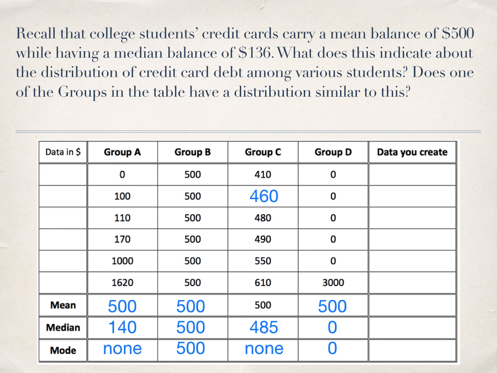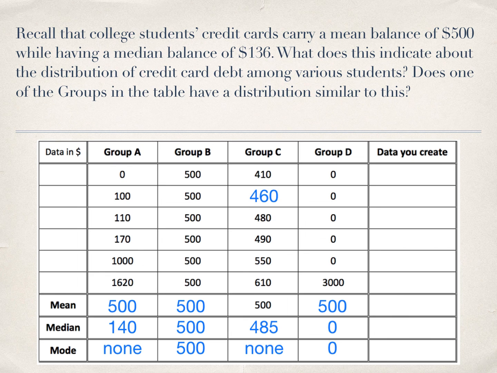So recall that a college student's credit card carries a mean balance of $500 while having a median balance of $136. What does this indicate about the distribution of credit card debt among various students? Does one of the groups in the table have a distribution similar to this? What do you think? Group A, Group B, Group C, or Group D? Which of those would best represent the statistics that we have on hand? Pause the video. Did you pause? What did you find?